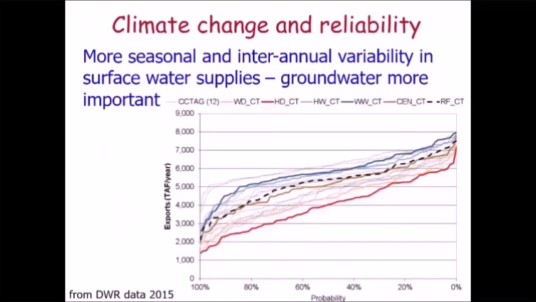Climate change and reliability. We're going to have more variability, both seasonally and interannually, in hydrology and surface water supplies. It's going to make groundwater components much more important. This is just a plot of export reliability from a DWR report for quite a few different conditions. Most of them getting worse, or getting more variable at least, even where they have the same average.